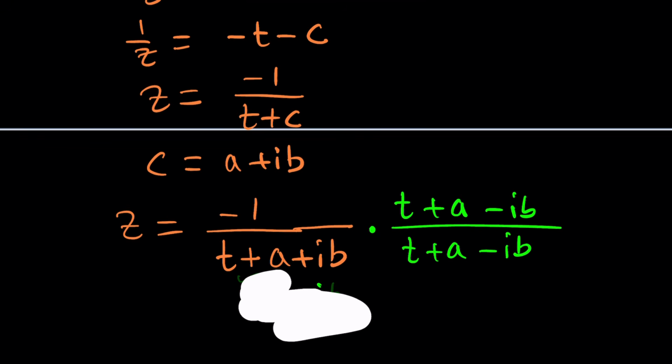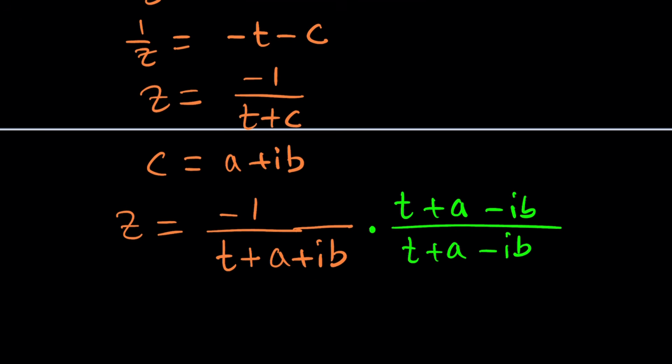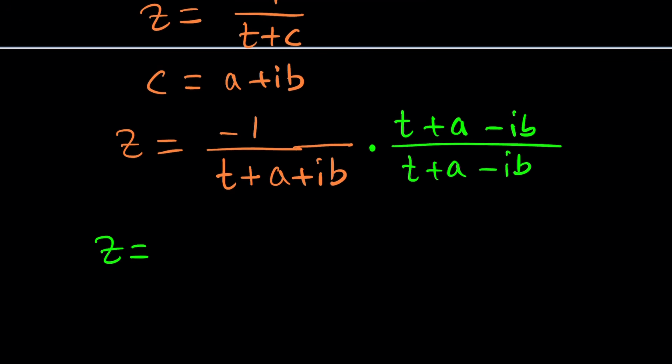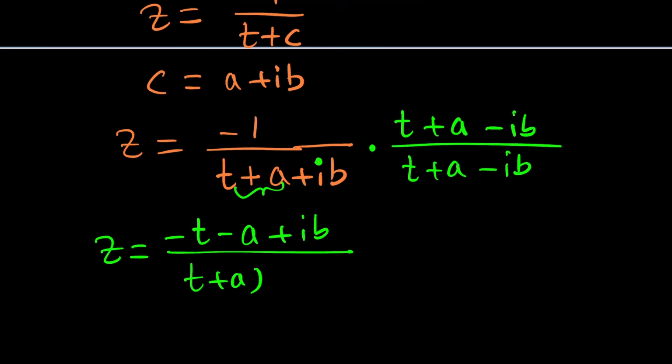Now, we're going to simplify this. To simplify, we basically need to negate this, so it's going to be -(t plus a minus ib) divided by... Now, when you multiply these two things, you have to use the difference of two squares, which turns into a sum of two squares because i squared is -1. So it's going to look like this: (t plus a) quantity squared plus b squared. One thing to remember, a and b are real numbers.